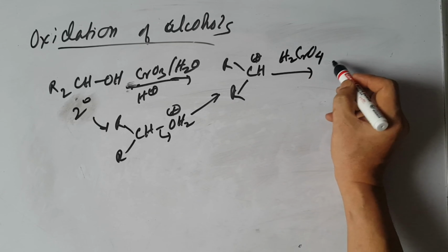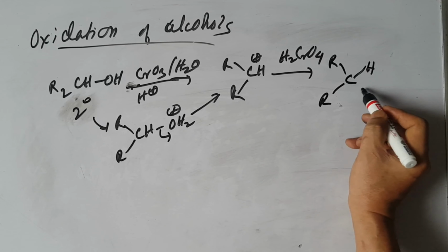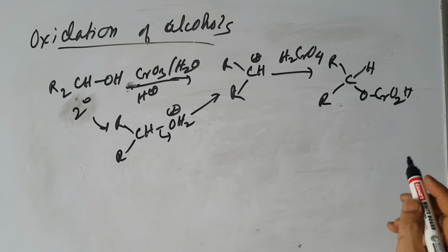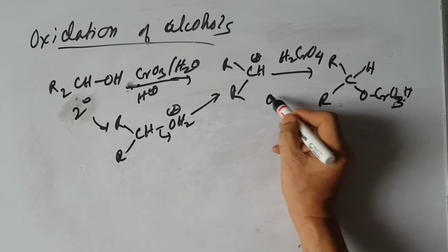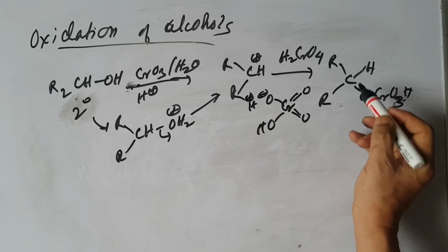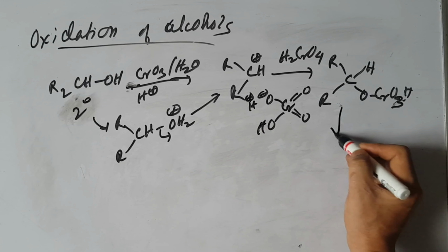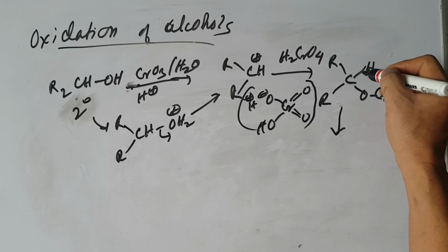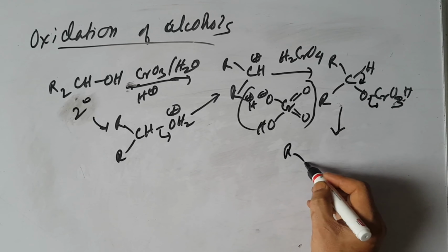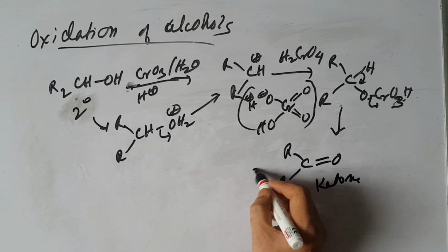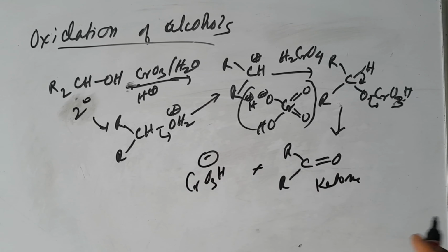So you get the intermediate R2CH-O-CrO2H, and we can add another O3H. Here there is a negative charge, which takes up the proton, and then the intermediate is attacked and water is lost, so finally we get the ketone. So secondary alcohols give ketones, plus the chromium species. This is the general mechanism for oxidation of secondary alcohols to ketones.